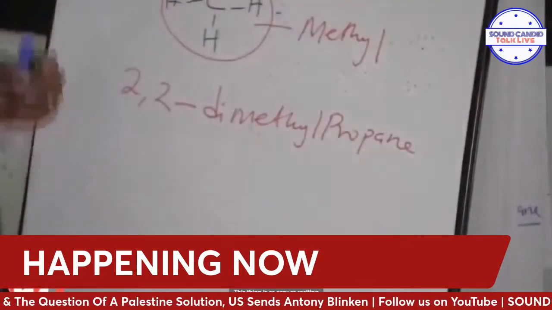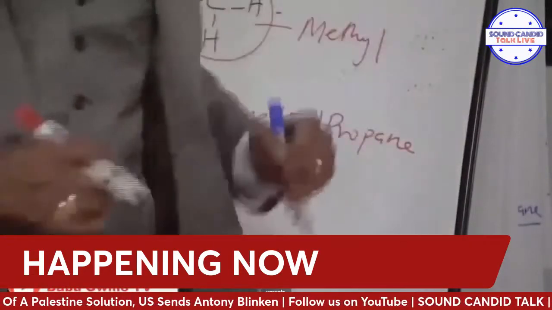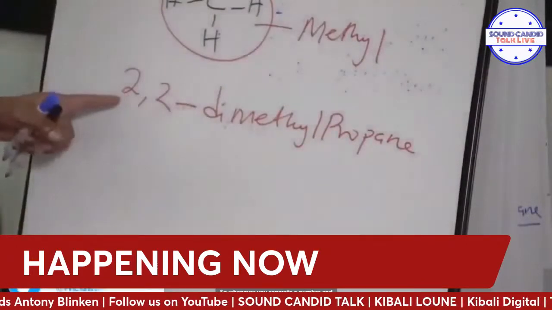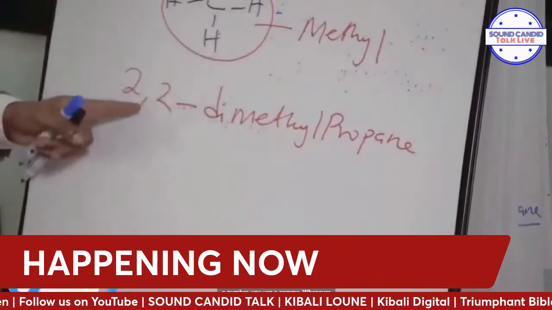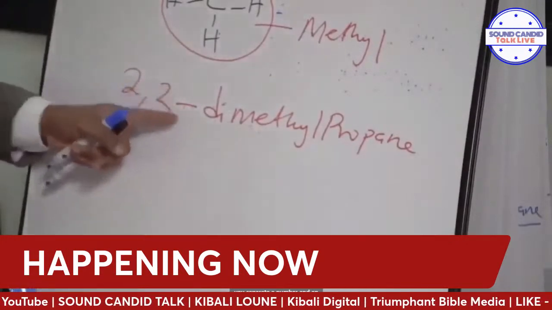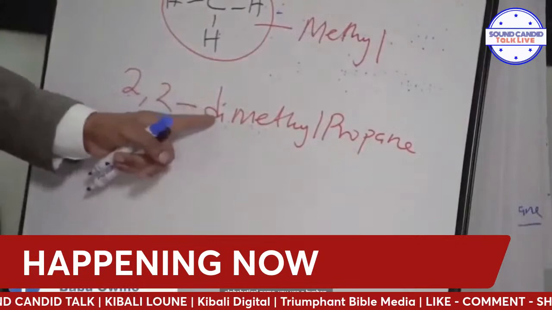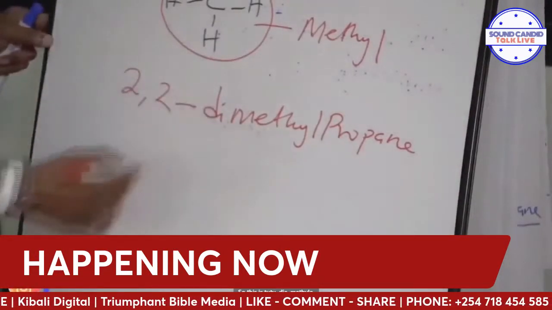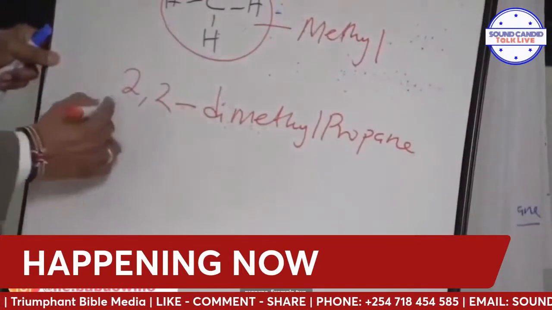This thing is as easy as reciting vowels. So whenever you separate a number and a number, you use a comma. Whenever you separate a number and an alphabetical name, you use a hyphen. So this is 2,2-dimethyl propane.